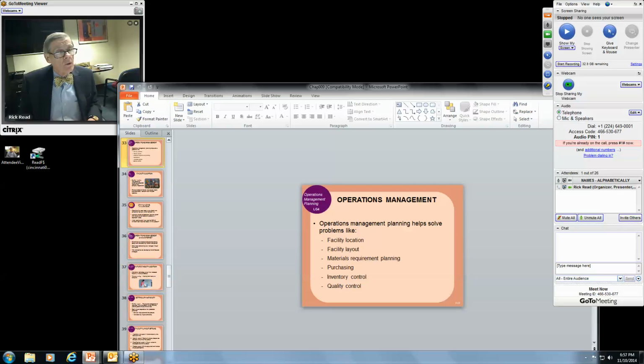Now here we get some more about operations management. Operations management is more than production management, because production management focuses on production. So we're thinking here about facility layout. We're thinking about location. We're thinking about purchasing. We're thinking about inventory control. And we're thinking about quality control, or, as you know, I like to say quality assurance.